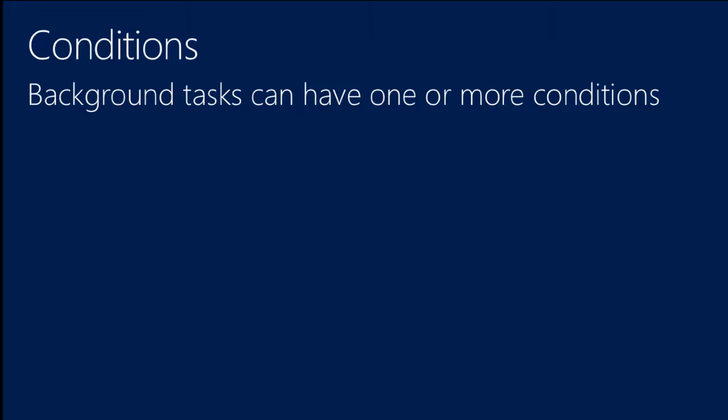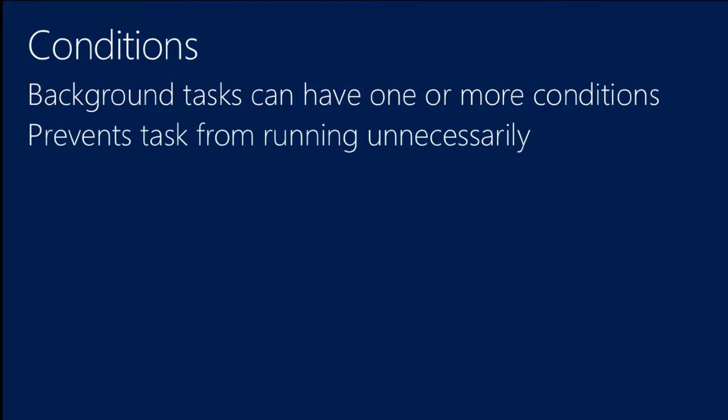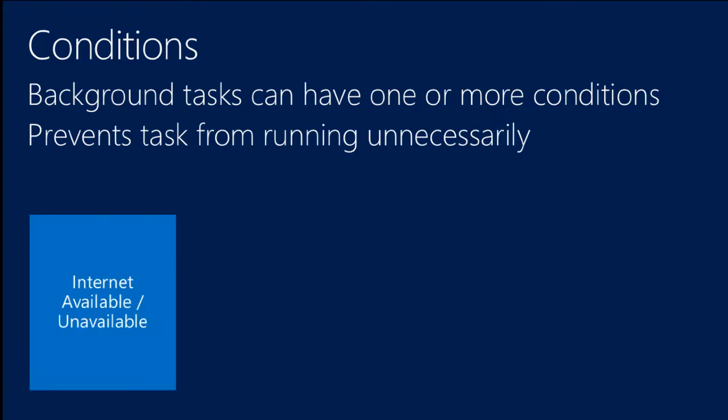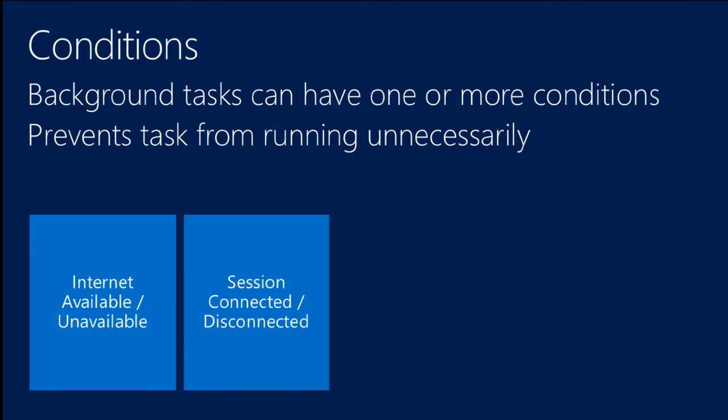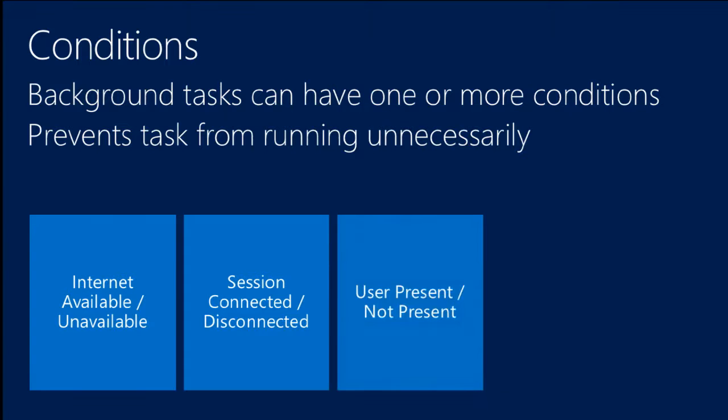But the goal of the conditions is simply to preserve battery life and performance, and keep your background task from running if it's not set up to succeed. So, in the case of internet connection, if you're going to download something from the internet in your background task, if the internet's not available, there's no reason for your background task to run. So you can set a condition that says, only run if the internet's available. As far as background tasks go, you have internet available and unavailable, whether a session's actually connected or not, and whether the user's actually present at the machine or not. So you can use these in any combination.